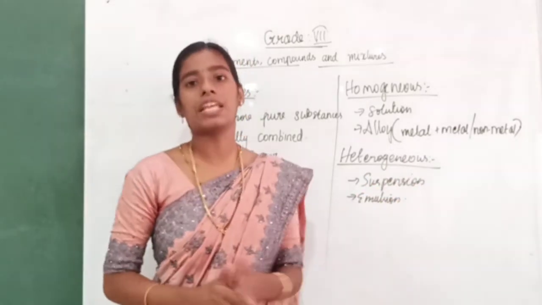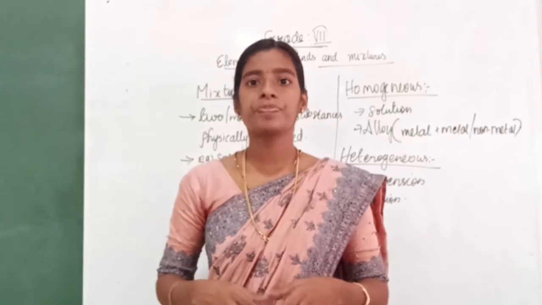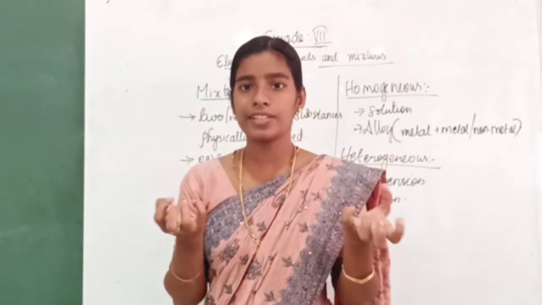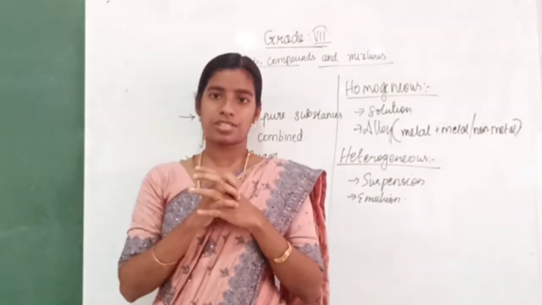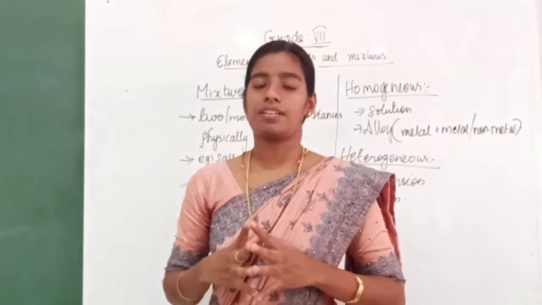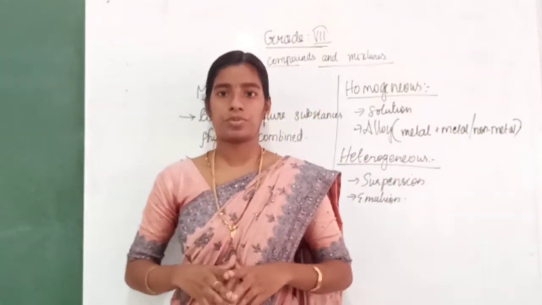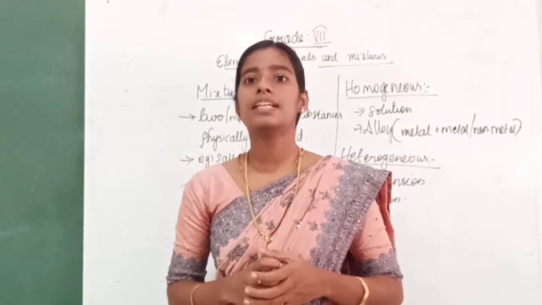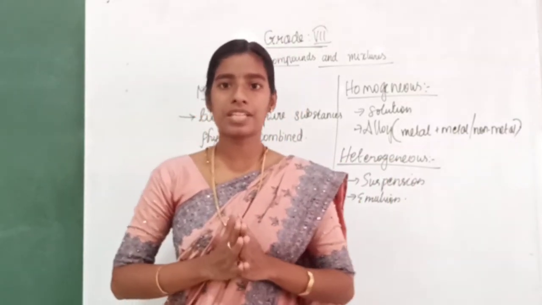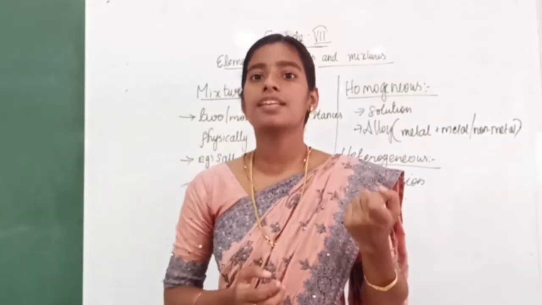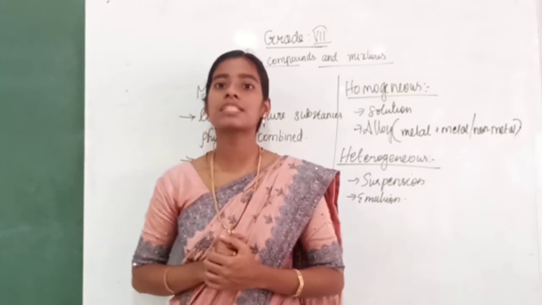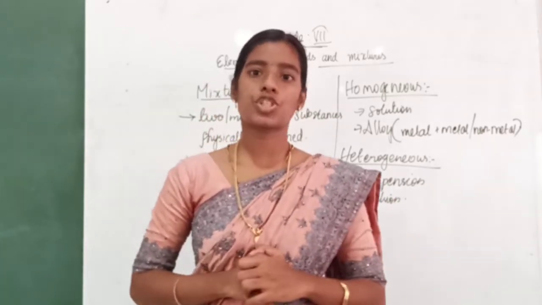Then emulsion. Emulsion is a mixture of immiscible liquids. Immiscible means both are liquids but they do not mix. For example, water and oil are immiscible liquids. So an emulsion has immiscible liquids and it can be separated. We have learned in separation methods, right? Using fractional distillation or the separating funnel method, you can separate these liquid mixtures.